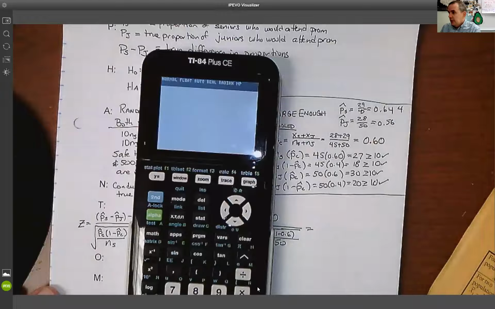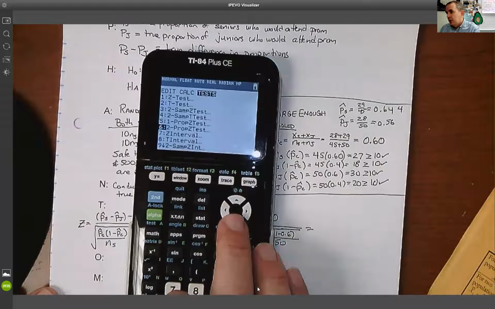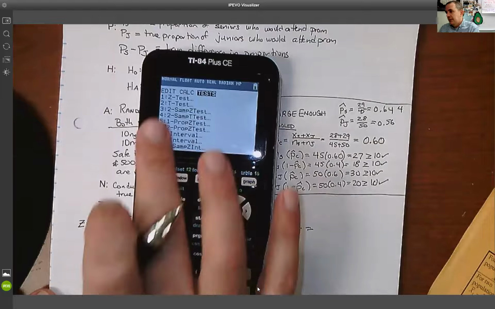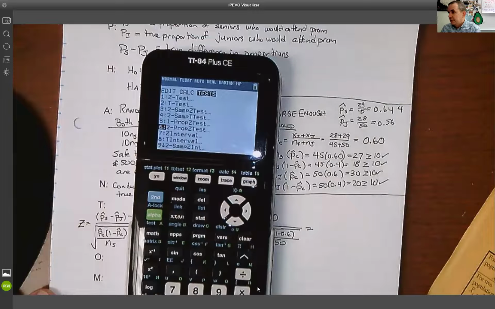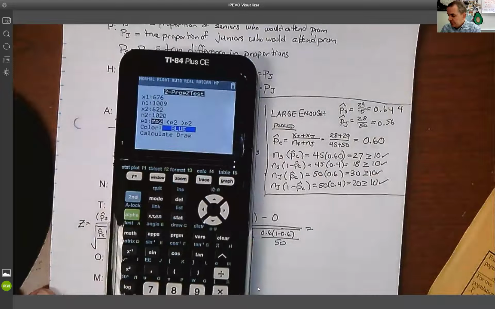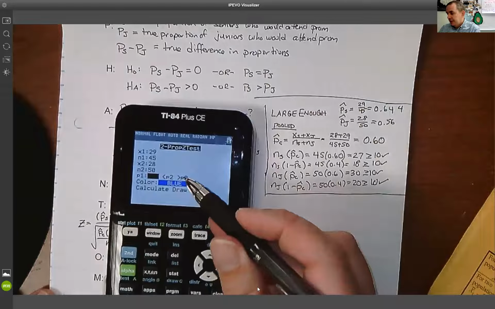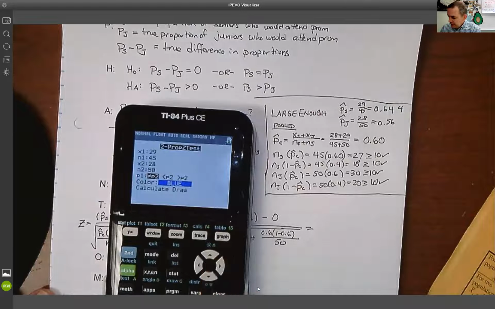What I'm going to do is go to stat. I'm going to go to tests, and I'm going to do number 6. With Mr. Mike in the Skittles, you did number 5, so I'm going to do number 6. And I'm going to go ahead and put in my proportions. So let's start with seniors. It was 29 seniors out of 45. It was 28 juniors out of 50. And I want to look at the alternative hypothesis, which is greater than, so I want to make sure I pick the greater than sign. And now I'm going to go ahead and do calculate.